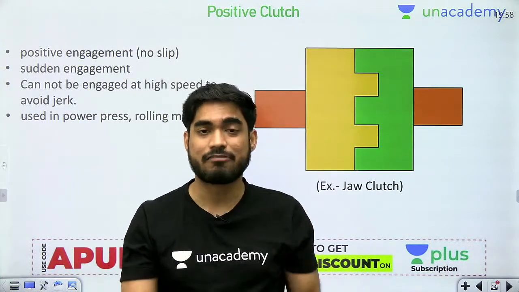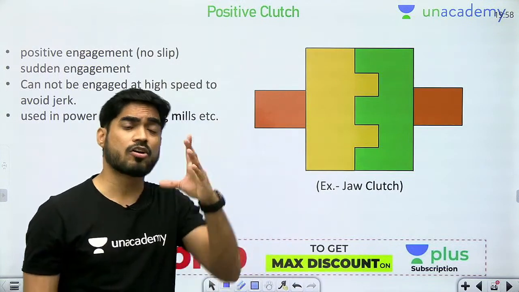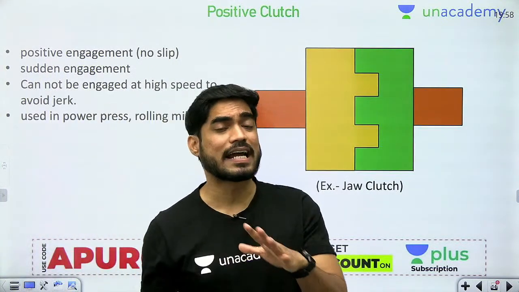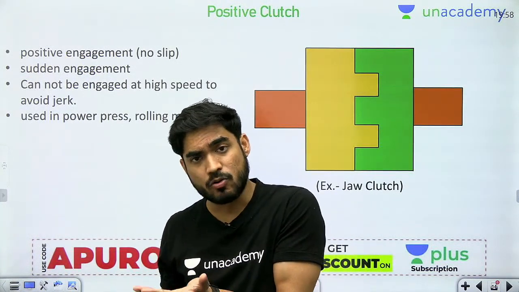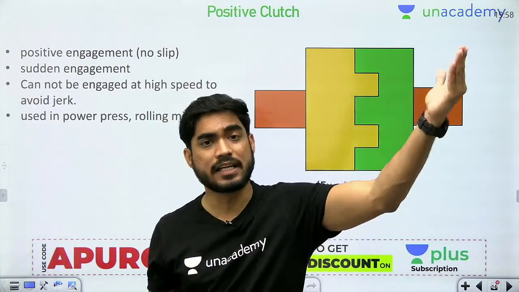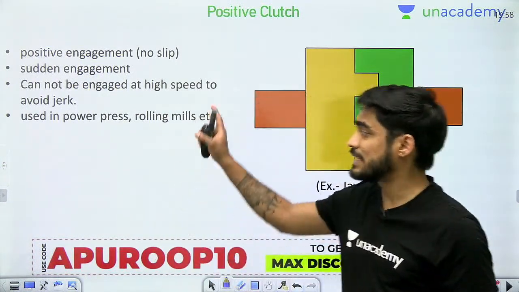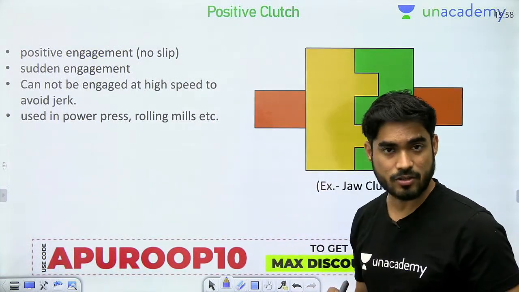This clutch will start vibrating. The entire machine will start vibrating. And you don't want that. आपको वो नहीं चाहिए, right? So, beta, sudden engagement is not advantageous. We need smooth engagement. You want the speed to go from 0 to 100 smoothly, so that there will be no shock, there will be no vibration. So that is the disadvantage of positive clutch. Okay.